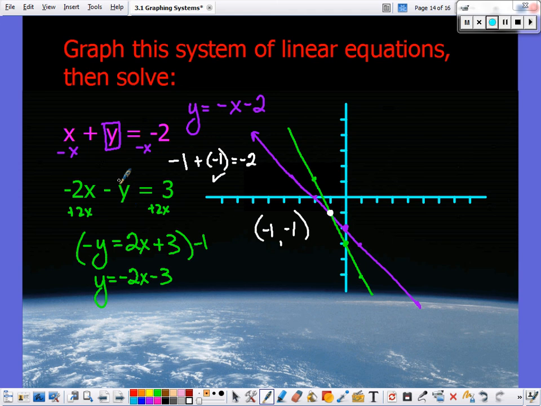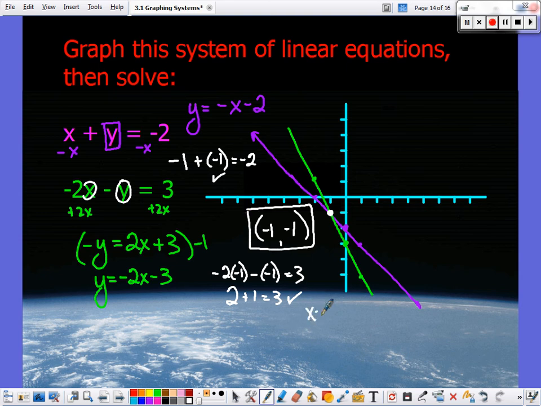It has to work on this one as well. So -2 times -1 minus a -1 equals 3. So I just simply substitute in for y and for x. Okay? And so I get 2 plus 1 equals 3. Absolutely it does. And so my answer is -1, -1, or x equals -1, y equals -1. That's where we're at there.